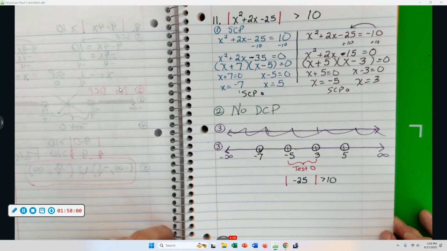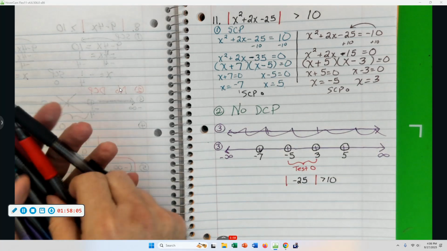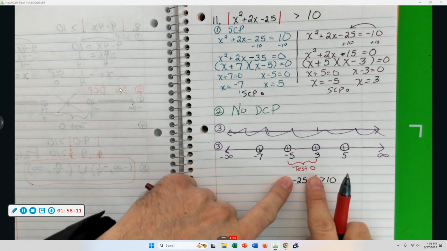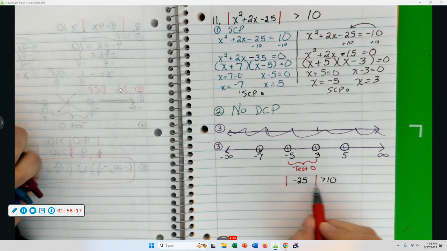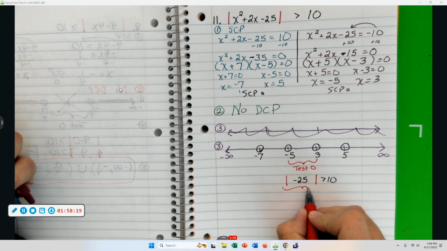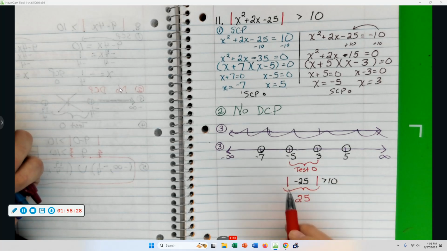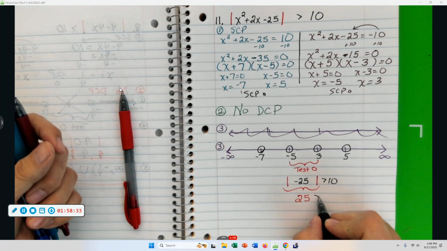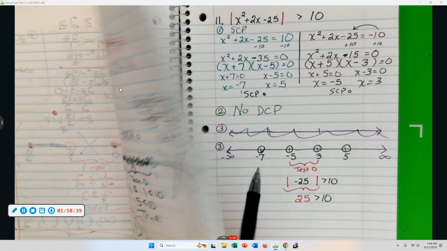Now here's the tricky part. Be careful. Don't decide on true or false until you actually take the absolute value. It isn't -25 is greater than 10. That would be false. But wait, take the absolute value of -25. What's the absolute value of -25? It's not -25, it's positive 25. How many units away from -25 is it to 0? How many units apart are they? 25. Remember that absolute value of -25 is actually a positive 25.